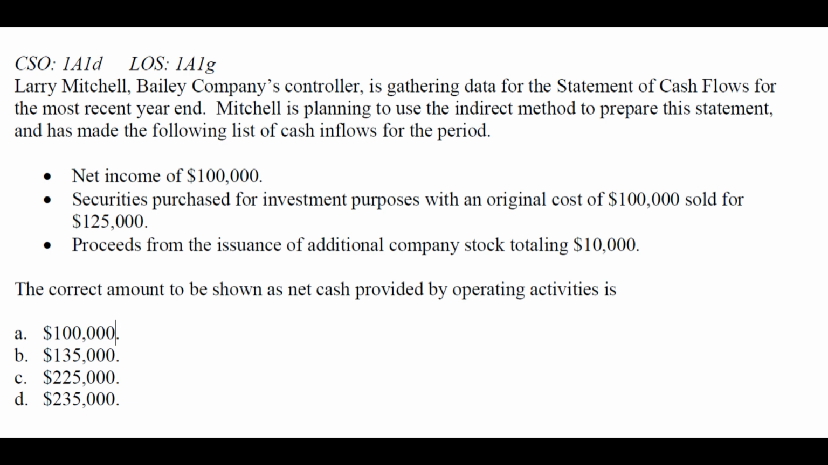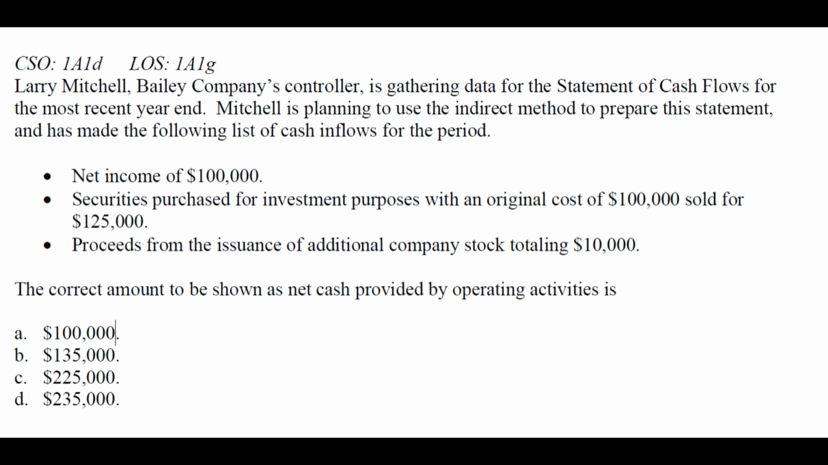The information provided is: net income, $100,000; sale of investment securities, $125,000; issue of additional company stock, $10,000. Under the indirect method, net income, $100,000, is the starting point for operating activities. Sale of investment securities is an investing activity, so it is not included in operating cash flow. Issuance of common stock is a financing activity, so it is not included in operating cash flow. Since no additional operating adjustments are given, what is the amount reported as net cash provided by operating activities?